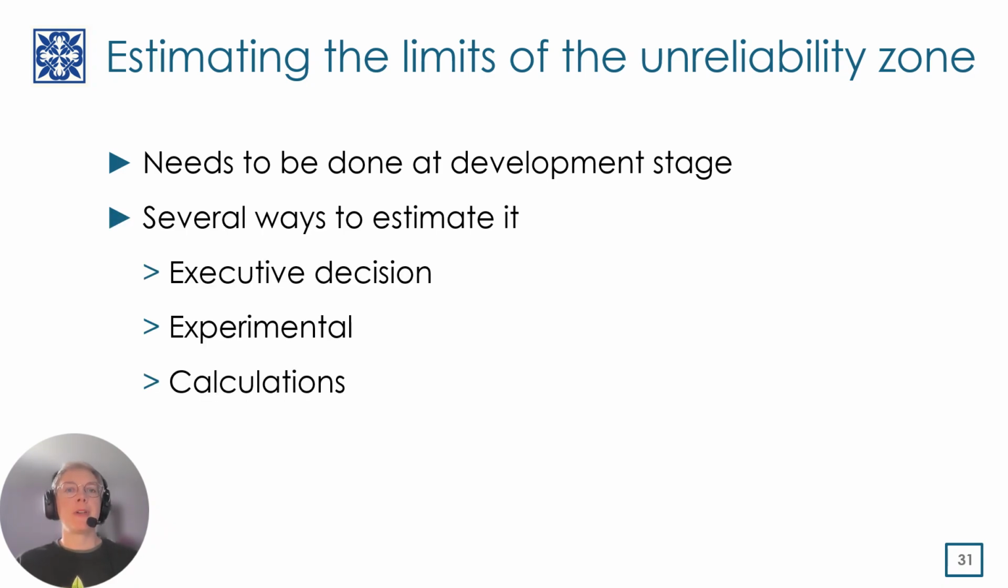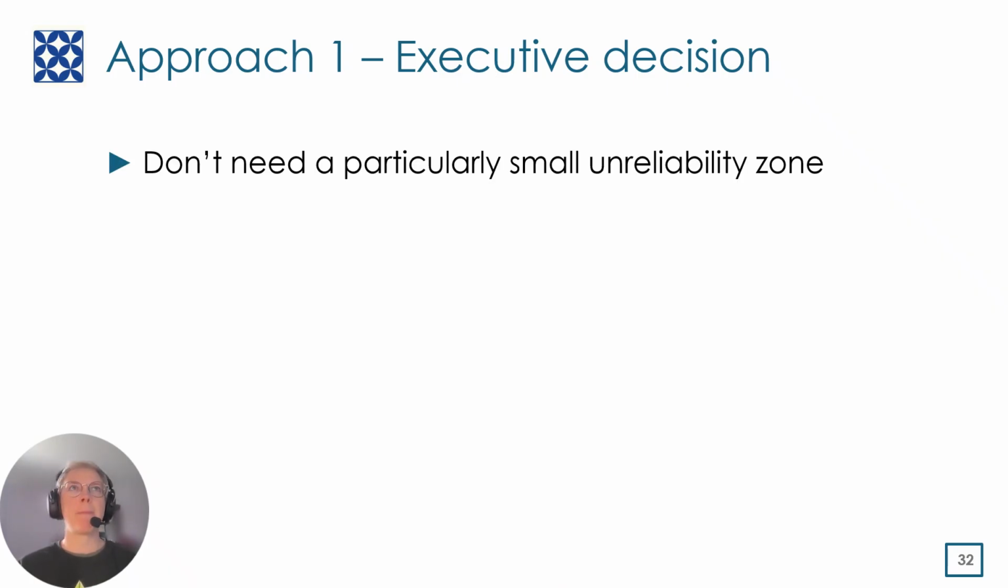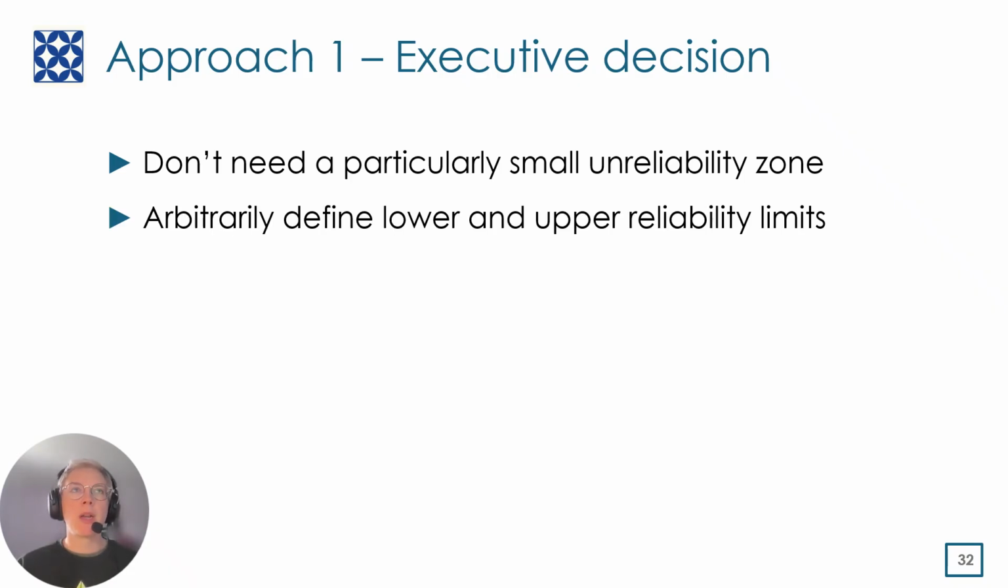So, the first one is what I call an executive decision, aka, whatever, let's just say it's plus or minus 50%. So it's like whatever you're using this method for, you have no interest in having a particularly small unreliability zone. So you go for an arbitrarily large one, but not insanely large either. Large, but you can live with it.